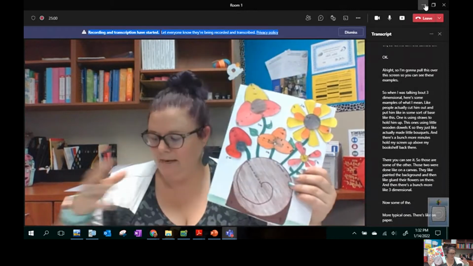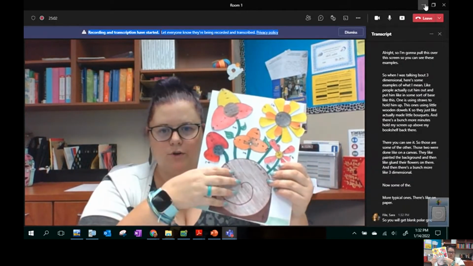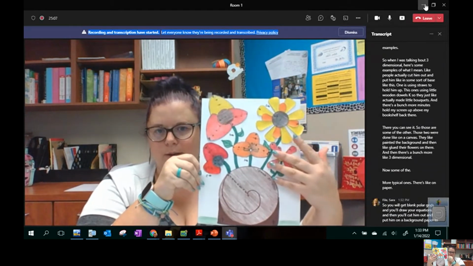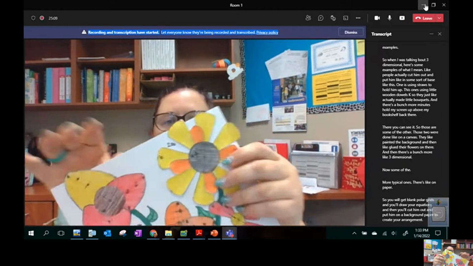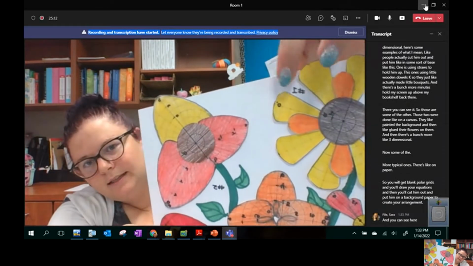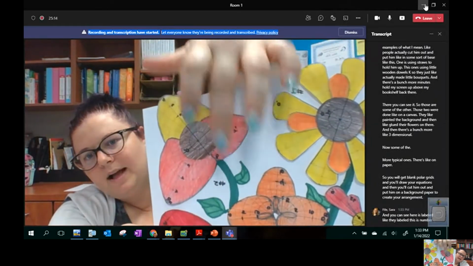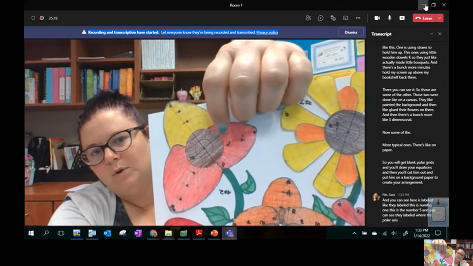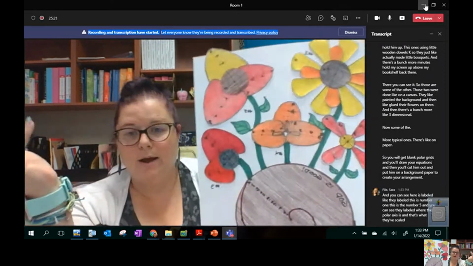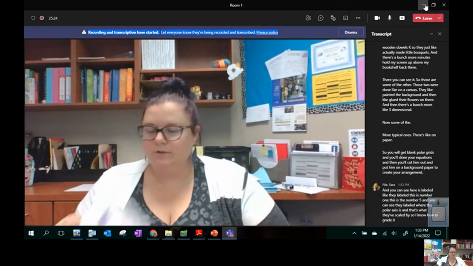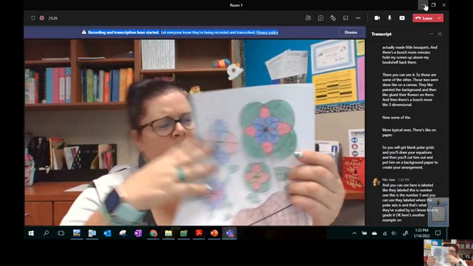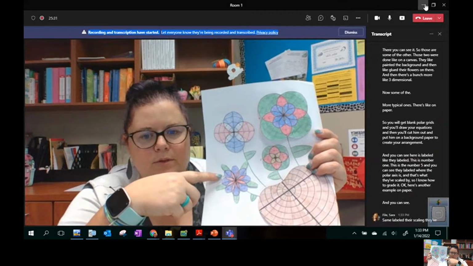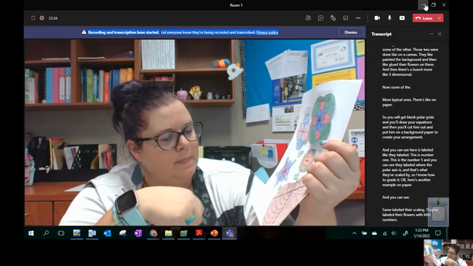So you'll get blank polar grids and you'll draw your equations and then you'll cut them out and put them on a background paper to create your arrangement. You can see here they labeled this is number 1, this is number 5, and you can see they labeled where the polar axis is and what they've scaled by, so I know how to grade it. Okay, here's another example on paper, and you can see they've labeled their scaling, they've labeled their flowers with the little numbers.